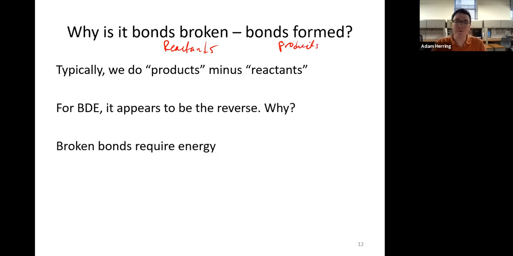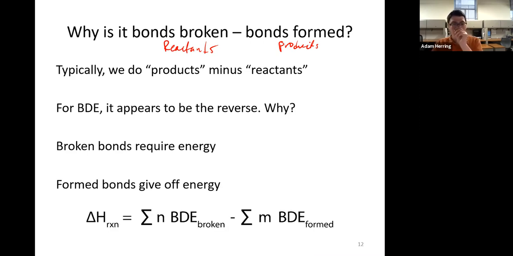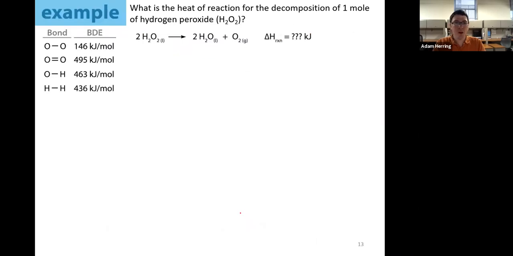Now, why is that? And that's again because breaking bonds requires energy, whereas any bond that is formed gives off energy. Therefore, the enthalpy of reaction is really just the sum of all of the steps. And because when we form a bond, it gives off energy, that is going to mean that there's a negative sign for that step. All right, so let's take a look at an example.